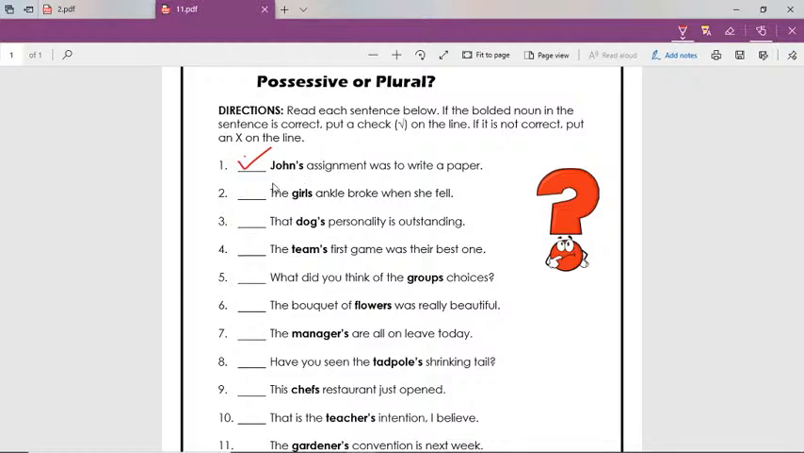Question 2. The girl's ankle broke when she fell. This is actually incorrect because there's no use of an apostrophe here, yet we've got another noun coming after the girl's. So the girl's ankle, that's a noun here. So the ankle actually belongs to the singular girl. So we should actually have an apostrophe after the L followed by the S. So the girl's ankle broke when she fell.